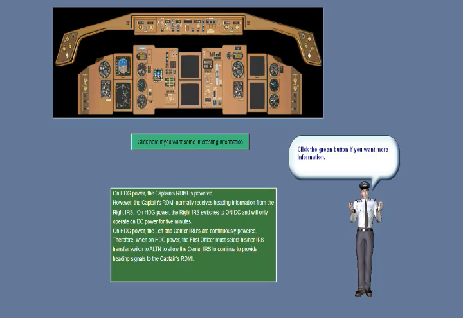The APU generator is a third electrical power source. On the ground, it may be used in lieu of external electrical power. The APU is normally started before pushback and used to power the aircraft until the engines are started. On the ground and in flight, the APU generator may be used as a substitute for one or both engine-driven generators.